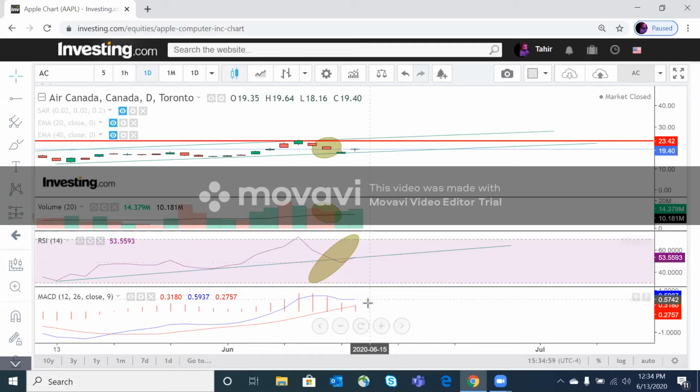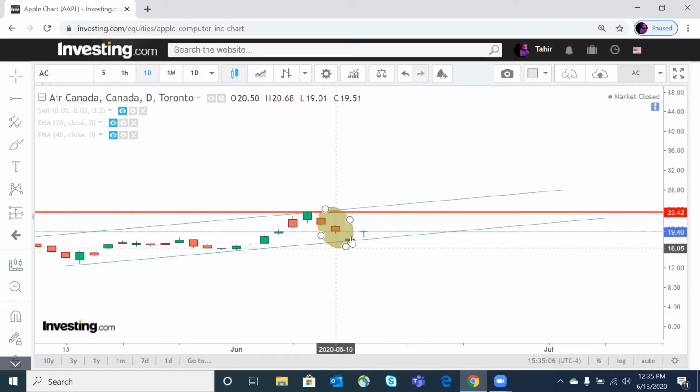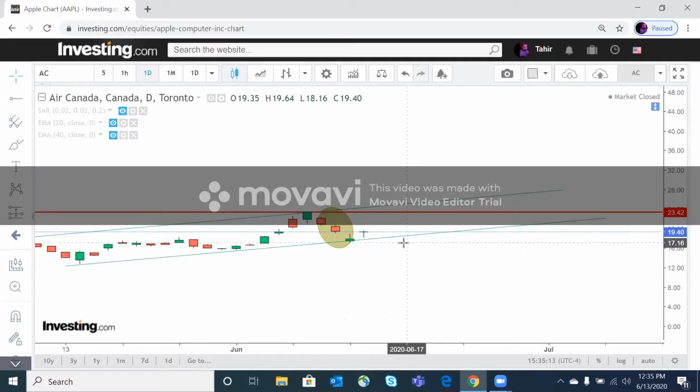RSI is saying yes. MACD, I will say it's neutral. It's not saying yes or no, but RSI is saying yes. Volume saying yes. Candle is indecisive, but lower price rejection saying yes, and overall market trend is up for AC. So it can be considered for buying.